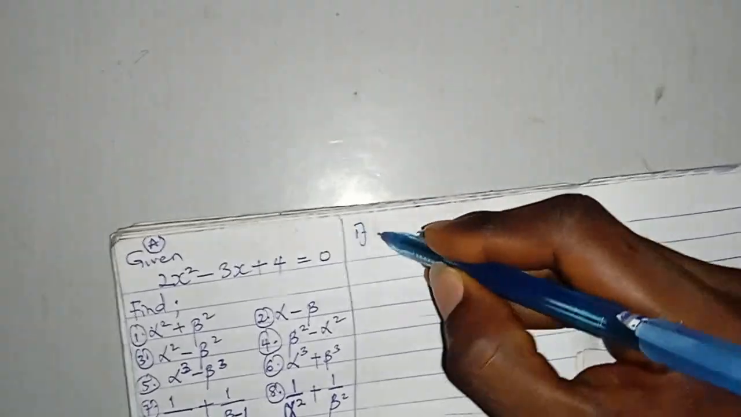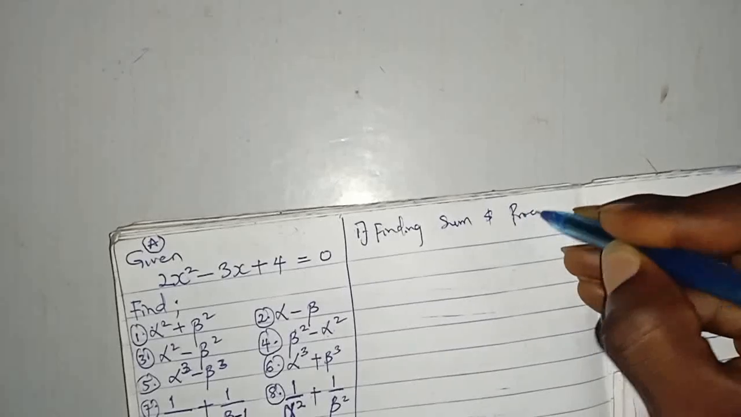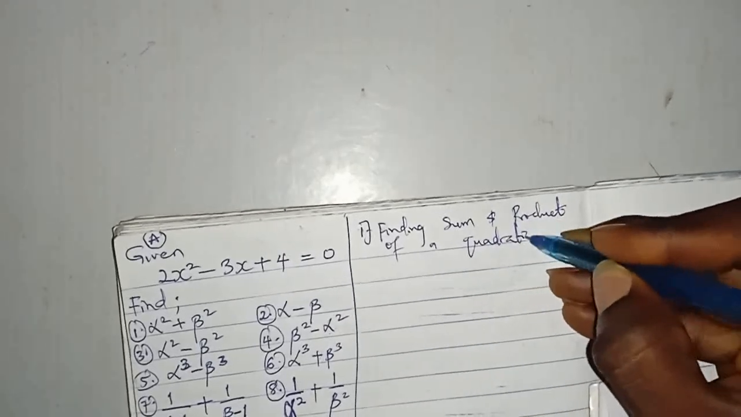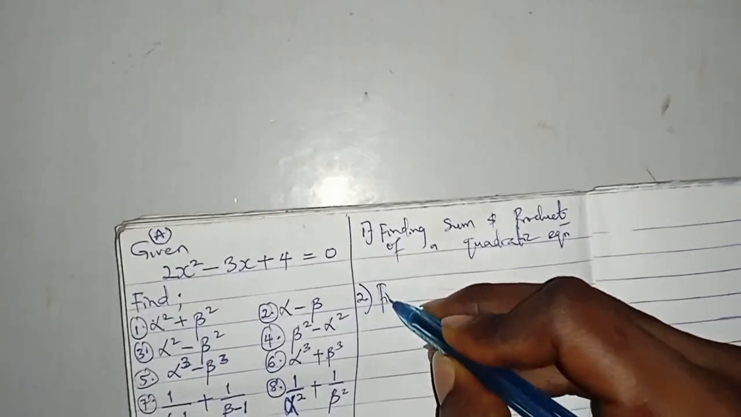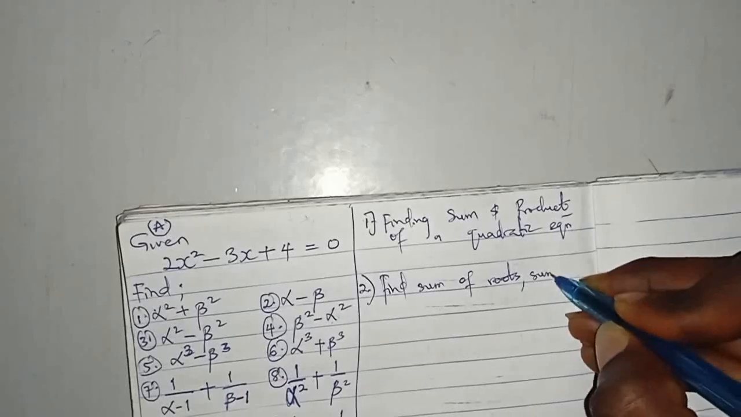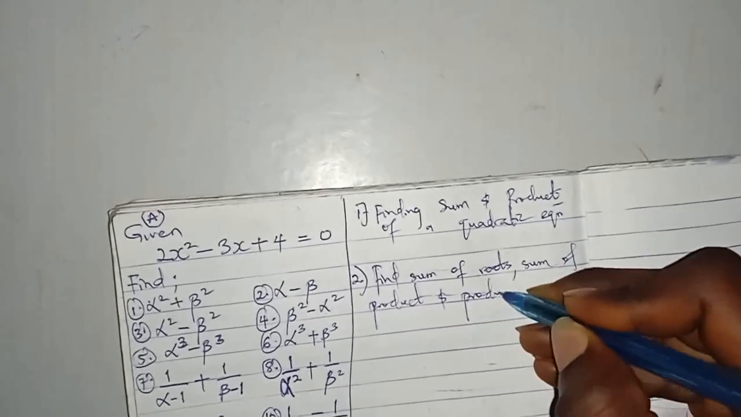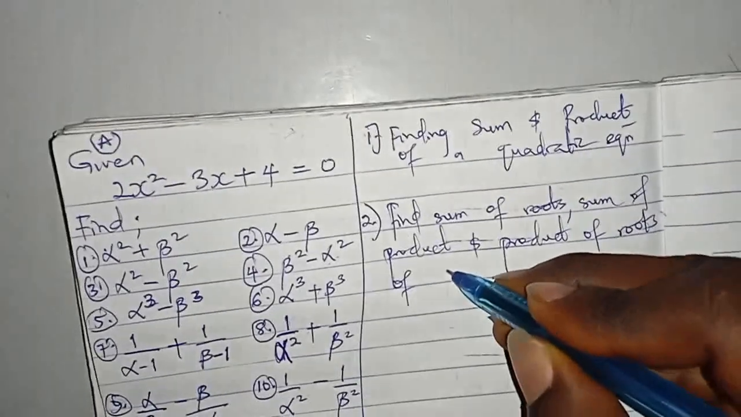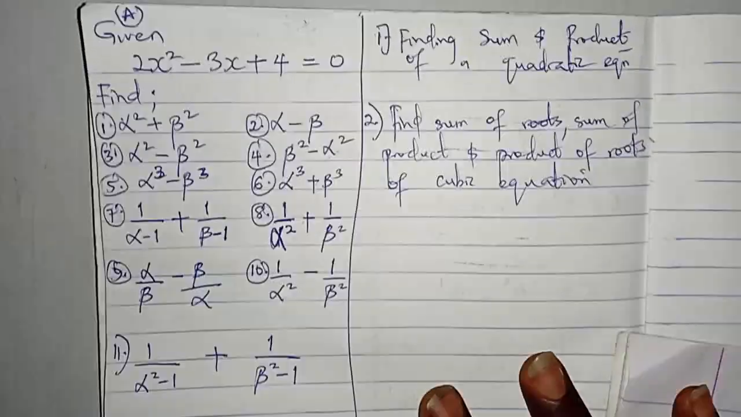I want this video to be all about, first of all, finding the sum and product of a quadratic equation, and then finding the sum of roots, sum of products, and product of roots of a cubic equation. So let's try to find the sum of roots.